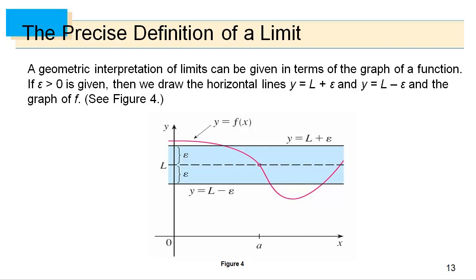Okay, here's a nice geometric interpretation of the limits. We have this number L that we think is the limit. We have this little neighborhood epsilon around that L, right? So it's the same distance top and bottom. We have this A that we're trying to prove that as we get close to A, the function gets close to L.